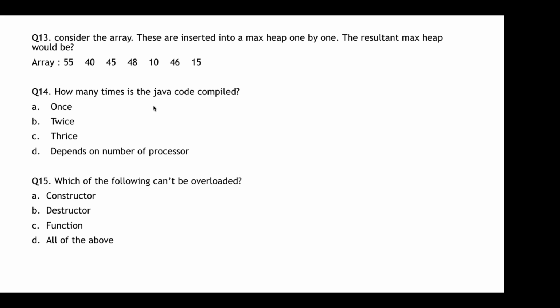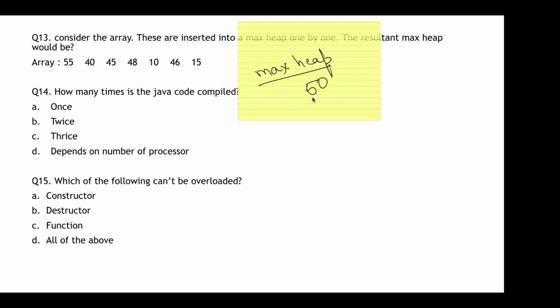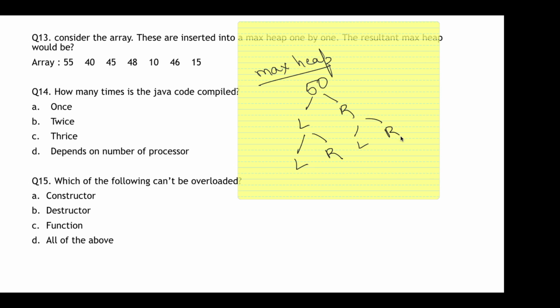Now moving on to the next question, it says, consider the array. These are inserted into a max heap one by one. The resultant max heap would be. Okay, so before we start working on this, we should know what is a max heap. So a max heap is nothing but a tree which is completely filled with right child and left child, okay? Now how this is filled, okay?